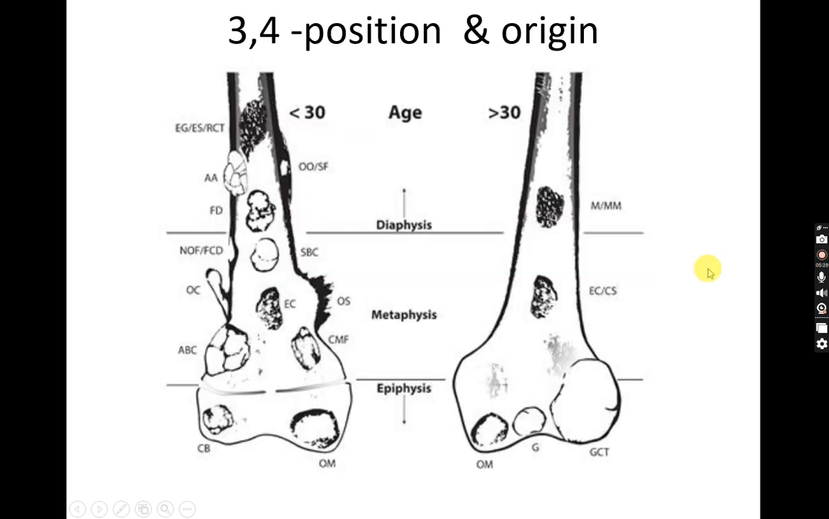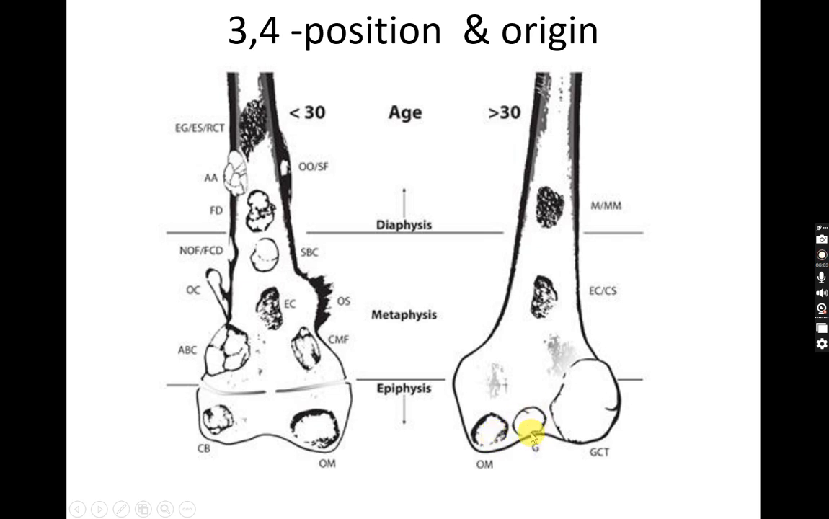Then we will see which part of the bone is involved, whether the cortex or the medulla, and also the position, whether epiphyseal, metaphyseal or diaphyseal. First we will see the above 30 age group, and in that, first the epiphyseal part. In that we have giant cell tumor. Osteomyelitis is also kept here because it acts as a DD; not a tumor obviously, but it will mimic the lesion.